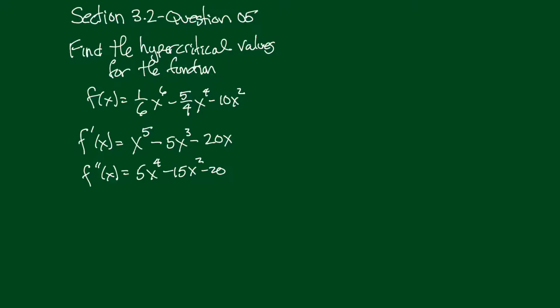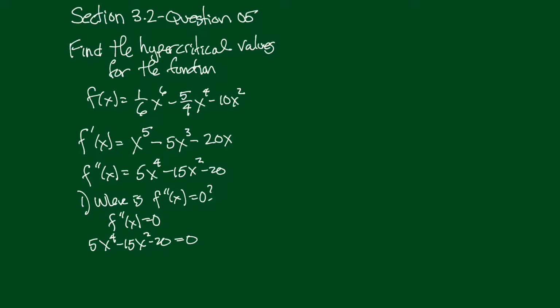And we get the hypercritical values by asking ourselves the two questions. First of all, where is f double prime of x equal to 0? So let's do that. F double prime of x equals 0. Now f double prime was 5x to the 4th minus 15x squared minus 20. Set that equal to 0. We can factor out a 5 for sure, and that will give us what? An x to the 4th minus 3x squared minus 4 equals 0.